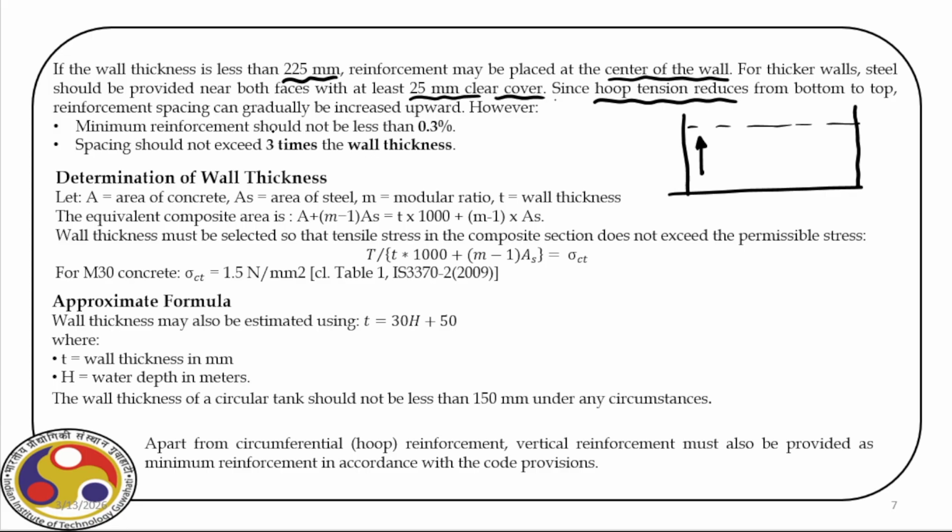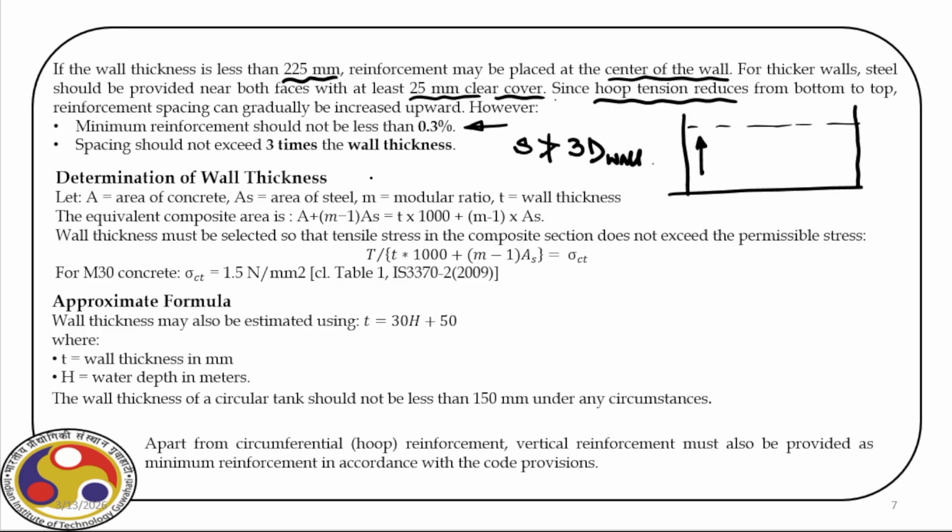Now the minimum reinforcement should not be less than 0.3%, and spacing between the steel should not exceed 3 times the wall thickness. So spacing should not be more than 3 times the wall thickness. Capital D is the diameter. So let me write D wall.